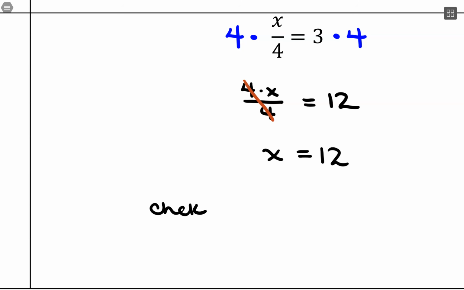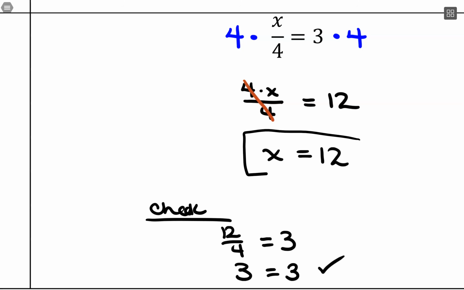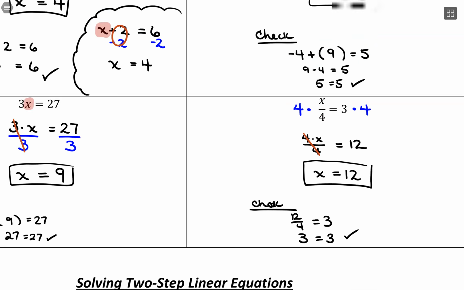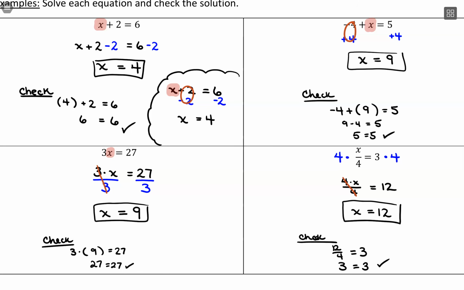Then we could check that that actually works. We would have 12 divided by 4, and is that equal to 3? And it is. So x equals 12 is our solution. So these are one-step equations where if something is adding on to x, you're going to use subtraction. If something is subtracting from x, you'll use addition. If something's multiplying with x, use division. If something's dividing x, use multiplication. So you want to use the opposites.